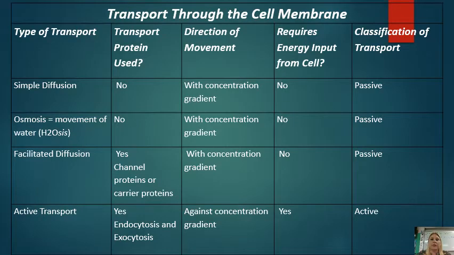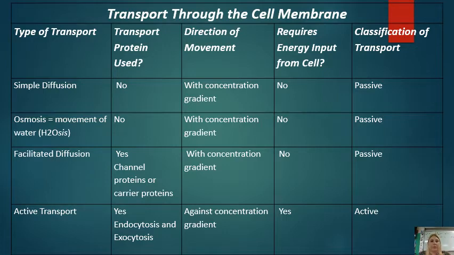Now, there's several ways things can move through the cell membrane, and we have several classifications of transport. We have active transport and passive transport. In passive transport, the cell doesn't have to expend any energy. It's just sitting back, letting things move back and forth, okay? In active transport, the cell actually has to use energy to open up and bring something in, or open up to push something out, okay?